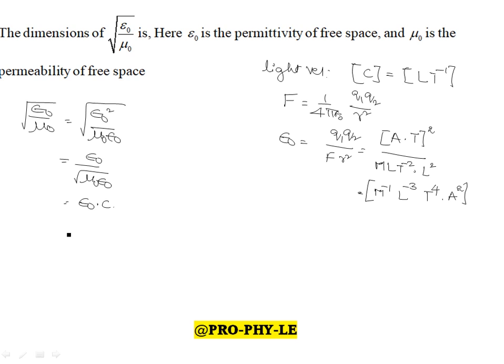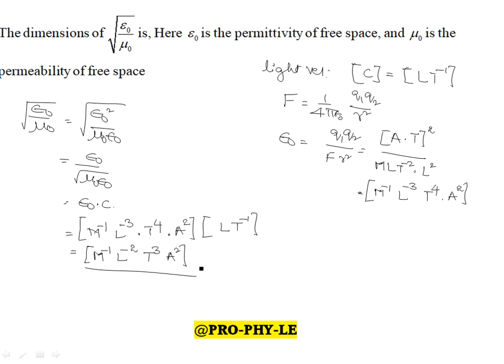If I substitute that over here, epsilon naught is m power of minus 1, L power of minus 3 into t power of 4 into ampere square. Velocity of light will be L t power of minus 1, so that this will be m power of minus 1, L power of minus 2, t cube into a square. This is the corresponding dimensions for square root of epsilon naught by mu naught.